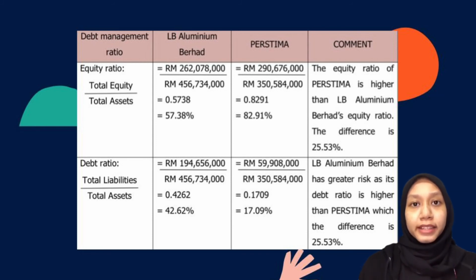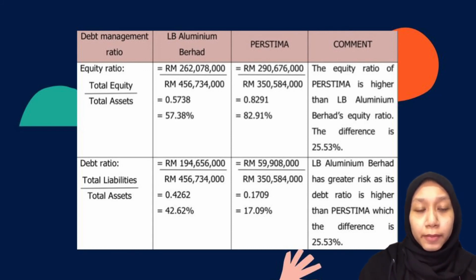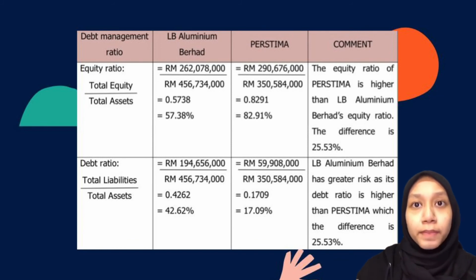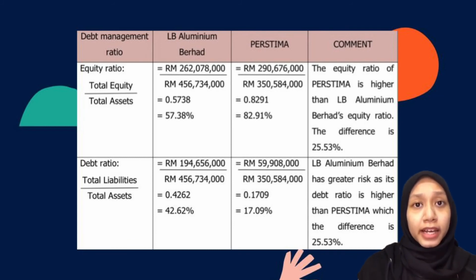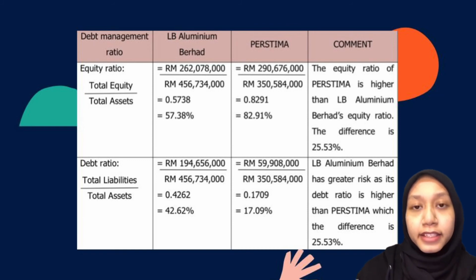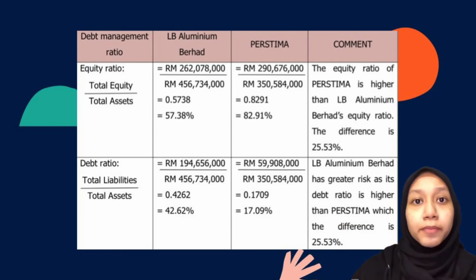To calculate the debt ratio, total liabilities are divided by total assets. As you can see in the video, total liabilities divided by total assets in LB Aluminium Berhad gives the debt ratio, which is 42.62%. And for Perstima, it is 17.09%. So, LB Aluminium Berhad has greater risk than Perstima as its debt ratio is higher than Perstima's.